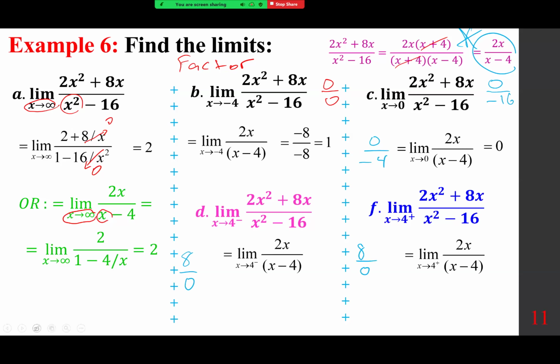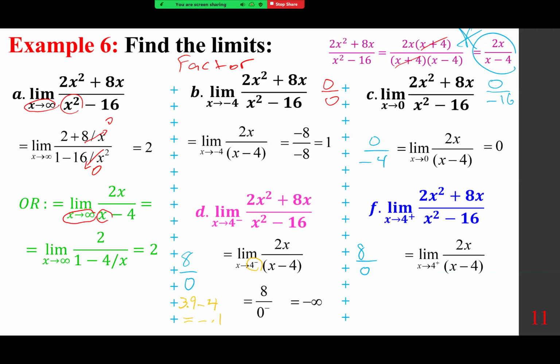However, this is 4 from the left. 4 from the left, you can think of it as a closer number like 3.9. Minus 4 results in minus 0.1. We want this sign, so it's 8 over 0 from the left, and that makes it negative infinity.